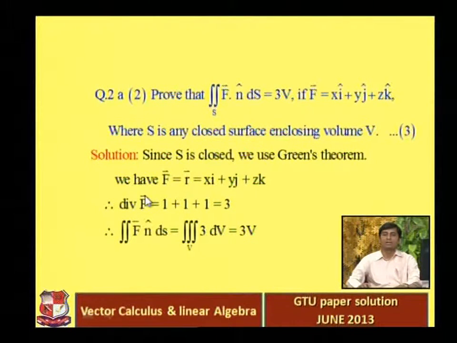The theorem says we have f bar is equal to r bar, that is equal to xi plus yj plus zk, and the divergence of f is equal to 1 plus 1 plus 1, that is equal to 3. So that's why the double integration over the closed surface S of f dot n ds is equal to the triple integration of 3 dV, that is equal to 3V.